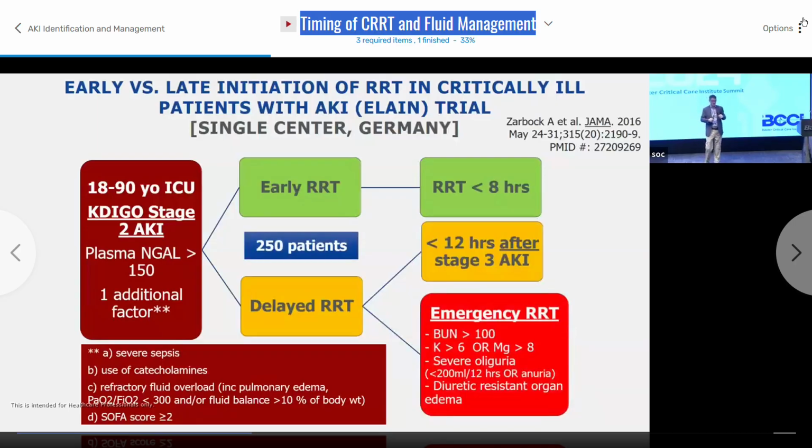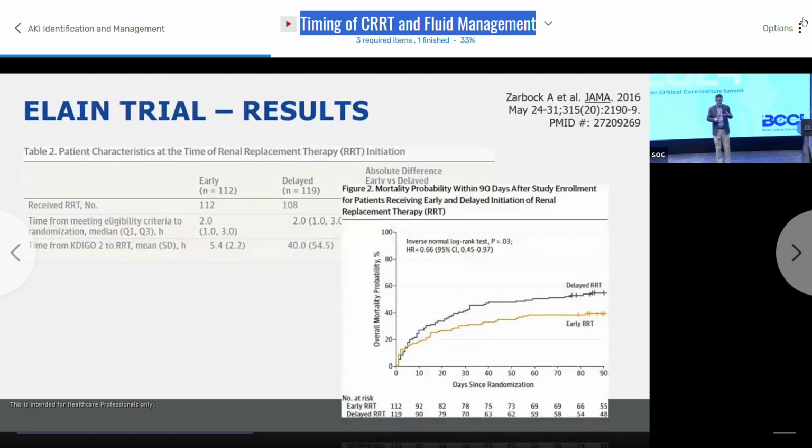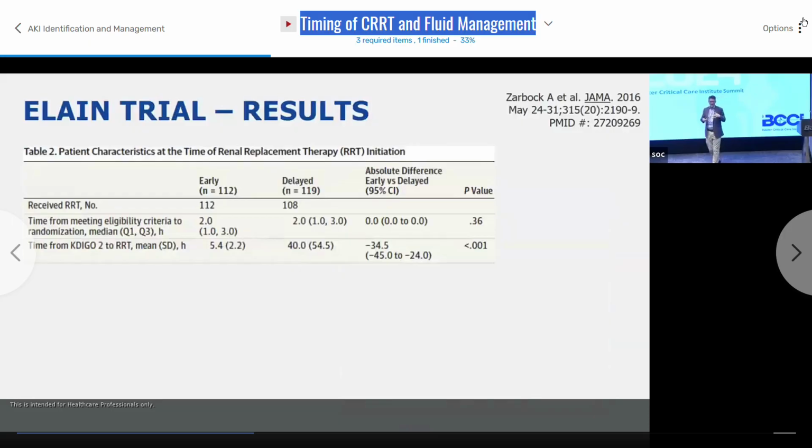And they randomized 250 patients, mostly post-surgical patients, and they showed that, again, in this trial, almost everybody ended up getting dialysis. So they didn't have this issue where 50% of the patients got better, okay? And you can see there was quite a difference in the time from when they were KDIGO stage 2 to starting dialysis. They were either KDIGO stage 2 and sort of immediately got on dialysis, or they waited 2 days.